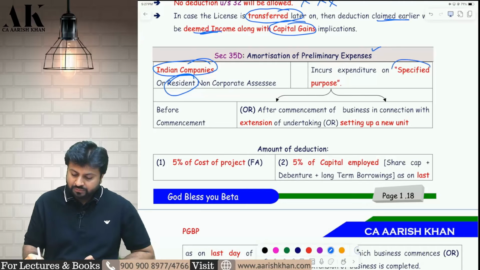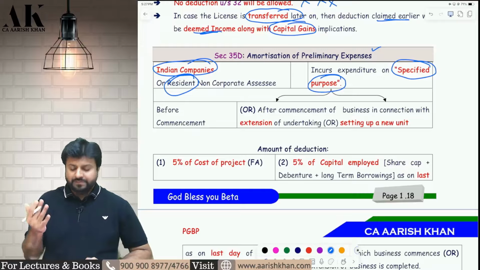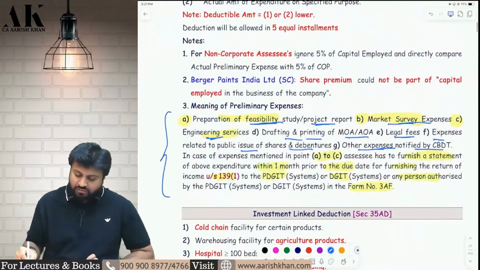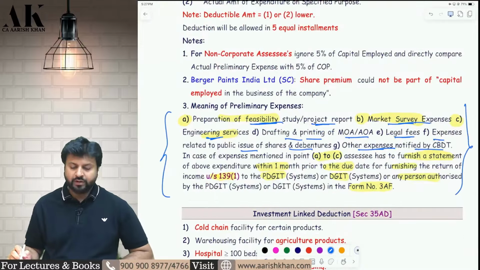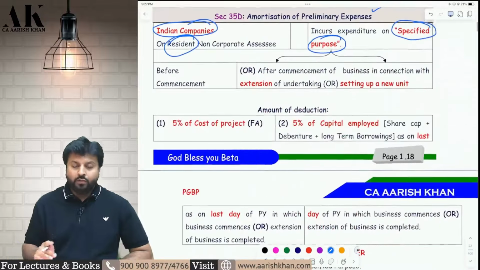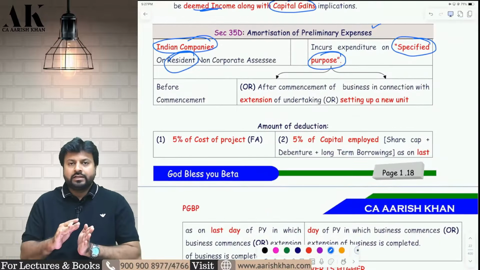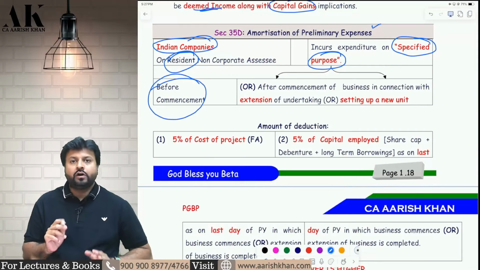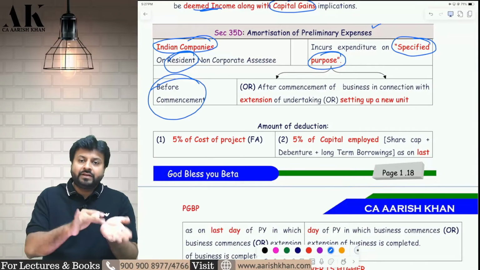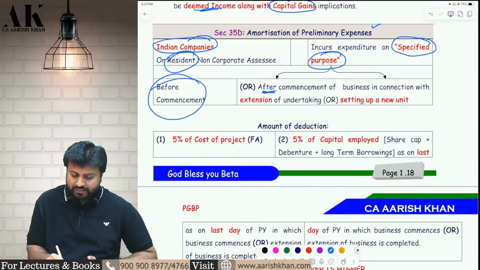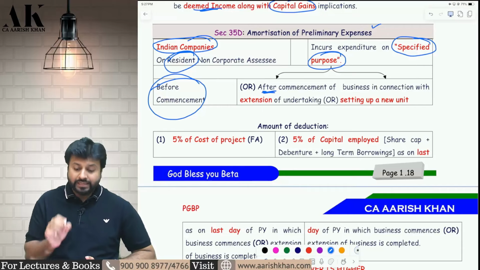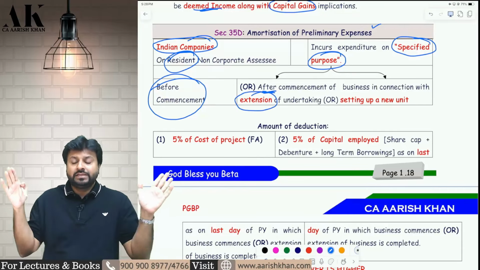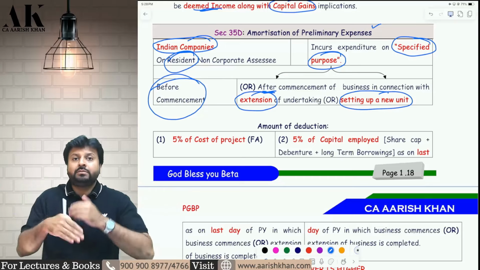Secondly, the expenditure should be incurred on a specified purpose. What is the specified purpose? That I've already told you, that is the purpose which is mentioned in point number 3 over here. Now, when should I incur the expense? You can incur the expense before commencement of the business, or you can also incur the expense after commencement of business. But if you incur the expense after commencement of business, then it has to be for expansion of the business, or it has to be for setting up of a new unit.